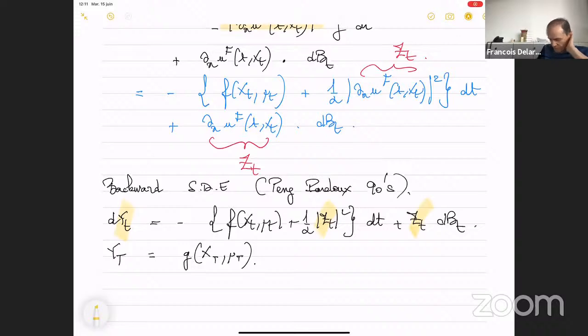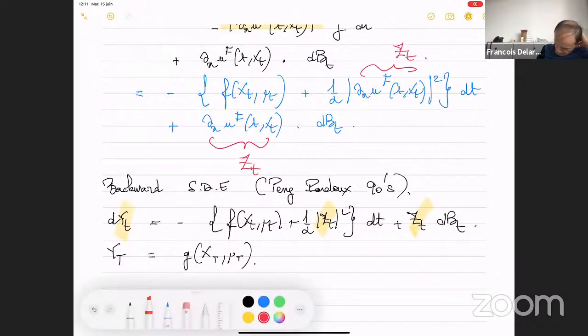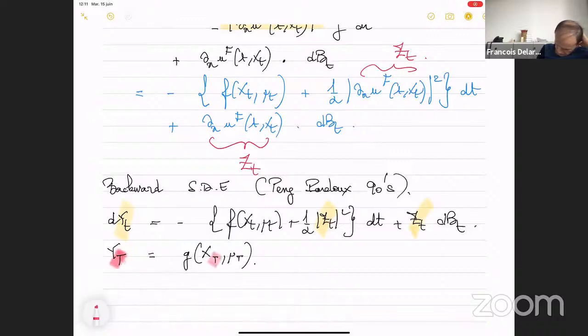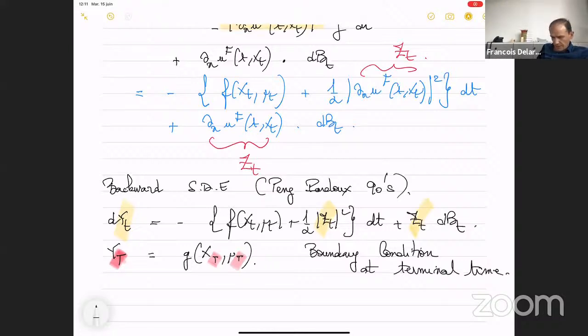In fact, the whole thing comes from the fact that the boundary condition for this equation is at terminal time. But basically, the solution that you want is the cost that you have to pay, or the optimal cost you have to pay at time t when you are in state x small t. So the remaining cost that you have to pay is something that is non-anticipative. This is exactly the same thing as the one I told you yesterday. You don't anticipate on the future of the equation.